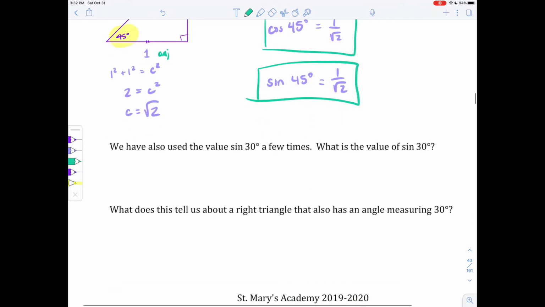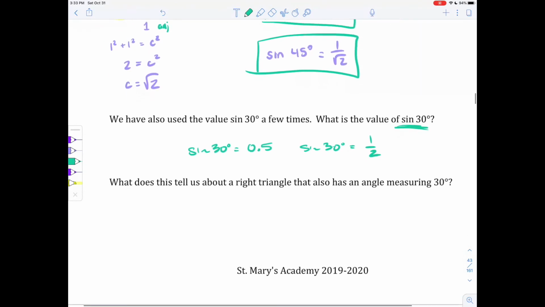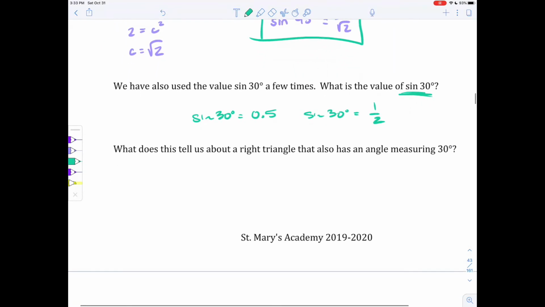What is the value of sine 30? If you put this into a calculator, we can get that sine of 30 degrees equals 0.5. Or we could say that the sine of 30 degrees equals 1 over 2. What does this tell us about a right triangle that also has an angle measuring 30 degrees?